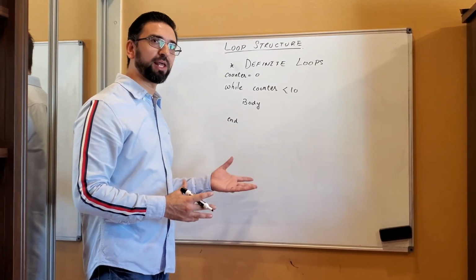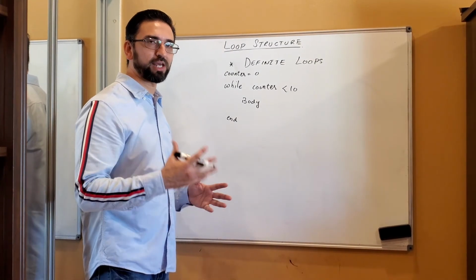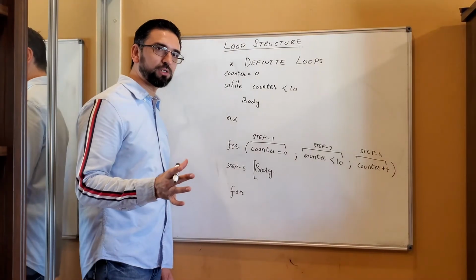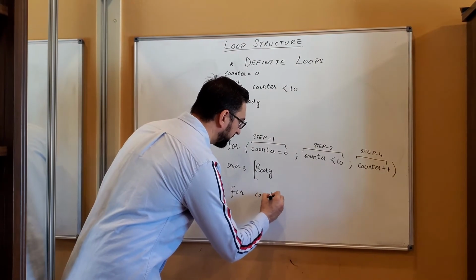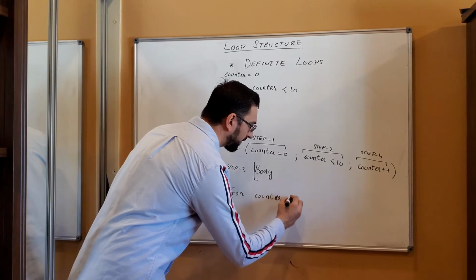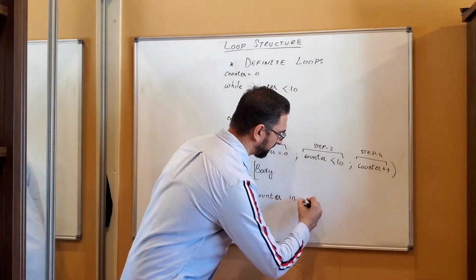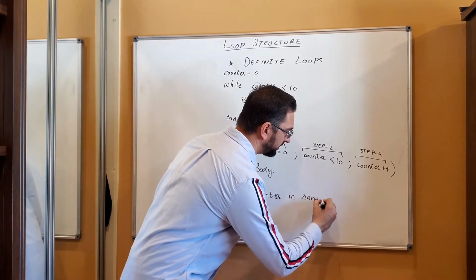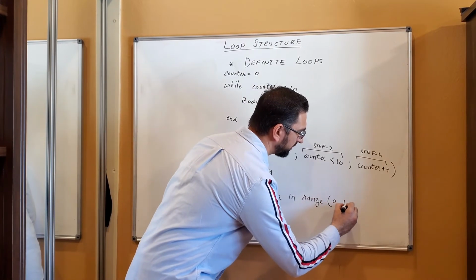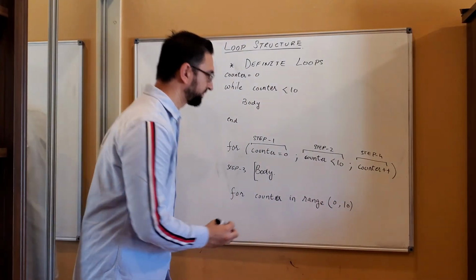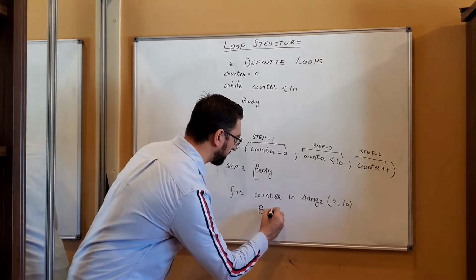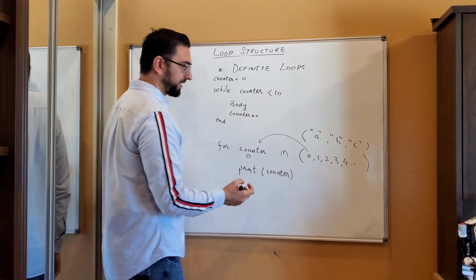In different programming languages, the for loop is implemented with slight variations. So in Python, for counter in range 0 through 10, body of the program, just to understand how the loop works.